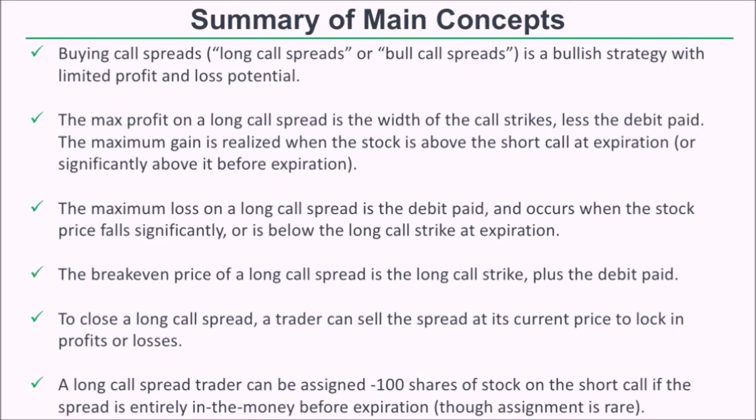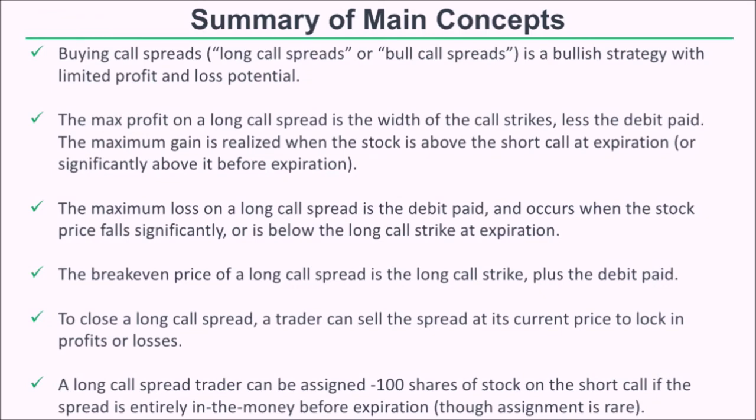or if the stock price jumps significantly above the call spread before expiration, it can still be worth its maximum value. The maximum loss of a long call spread is the debit paid, and that occurs when the stock price falls significantly or is below the long call strike price at expiration. The break-even price of a long call spread is the long call strike price plus the debit paid. Now, to close a long call spread before expiration, a trader can sell the spread at its current price to lock in profits or losses. So like any other option strategy, you do not need to hold the strategy until expiration.